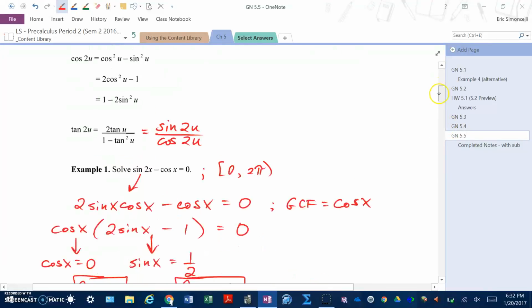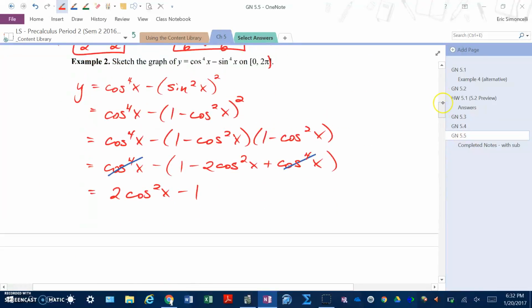So we'll go ahead and rewrite this as exactly what we saw. So cosine 2x, and that's the conversion. That's converting cosine to the fourth x minus sine to the fourth x into a more familiar function in terms of us needing to graph. I'll just write y equals here.